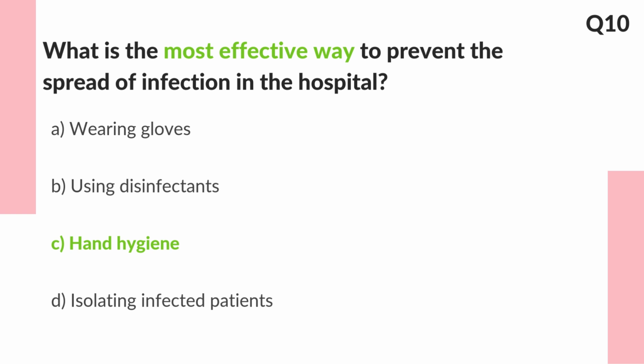Moving to question number 10. What is the most effective way to prevent the spread of infection in the hospital? When we think about it, infection in the hospital is otherwise called HAI, healthcare associated infection or hospital acquired infection, or we call it nosocomial infection. What is the most effective way?